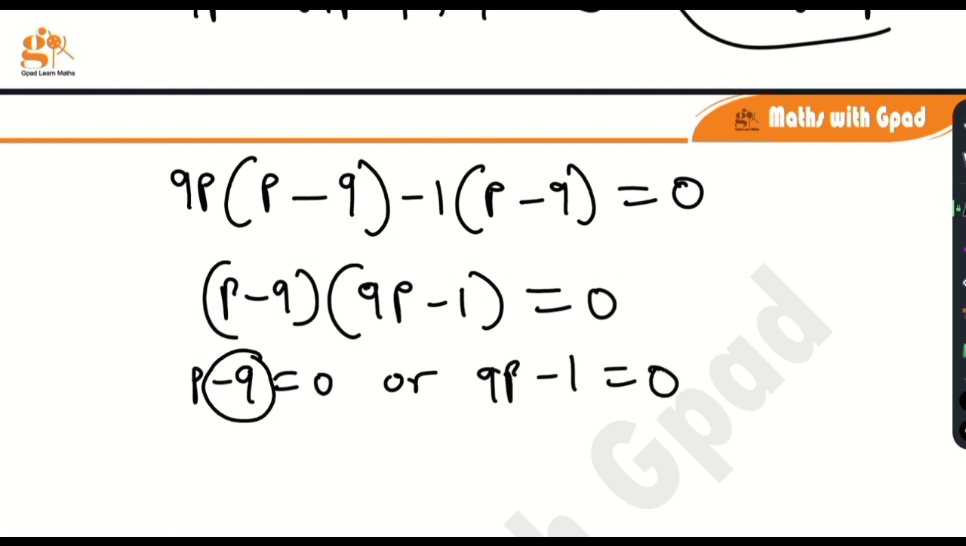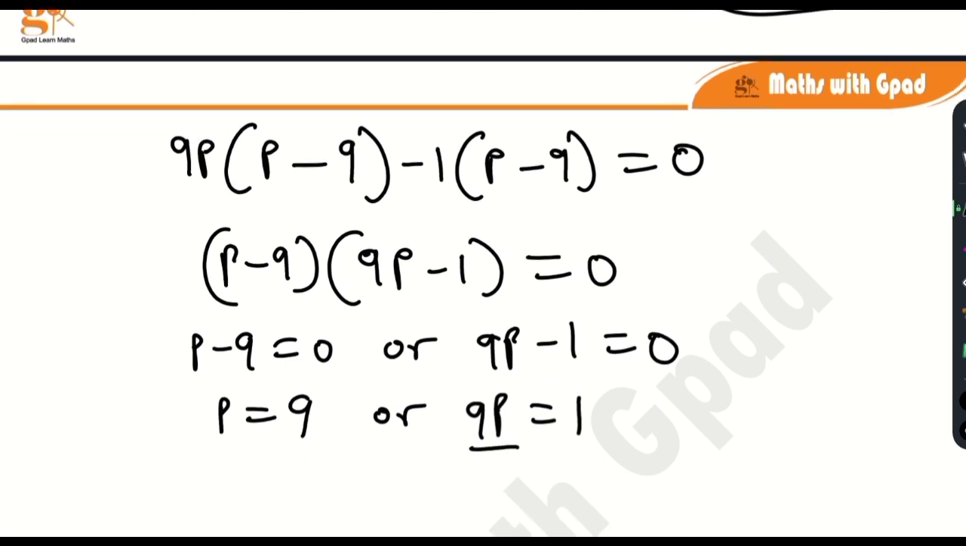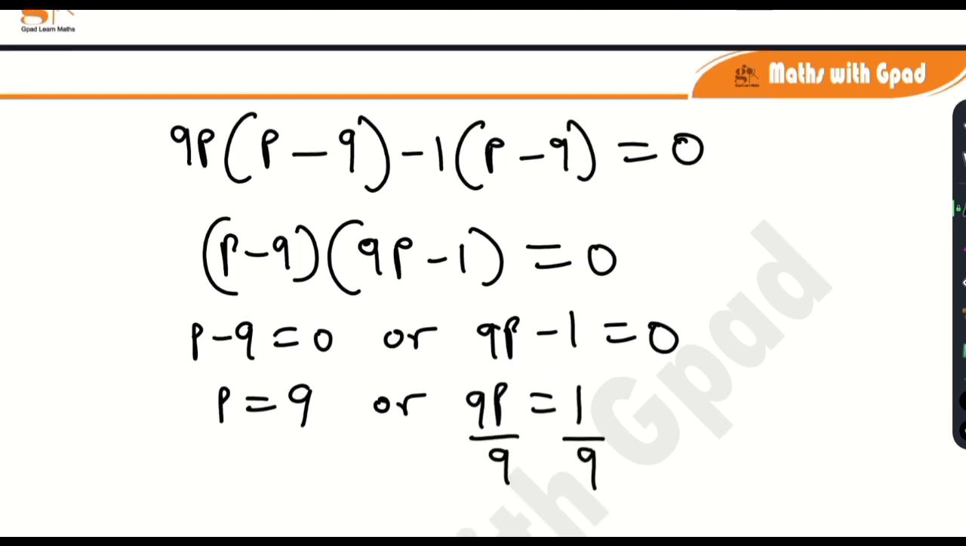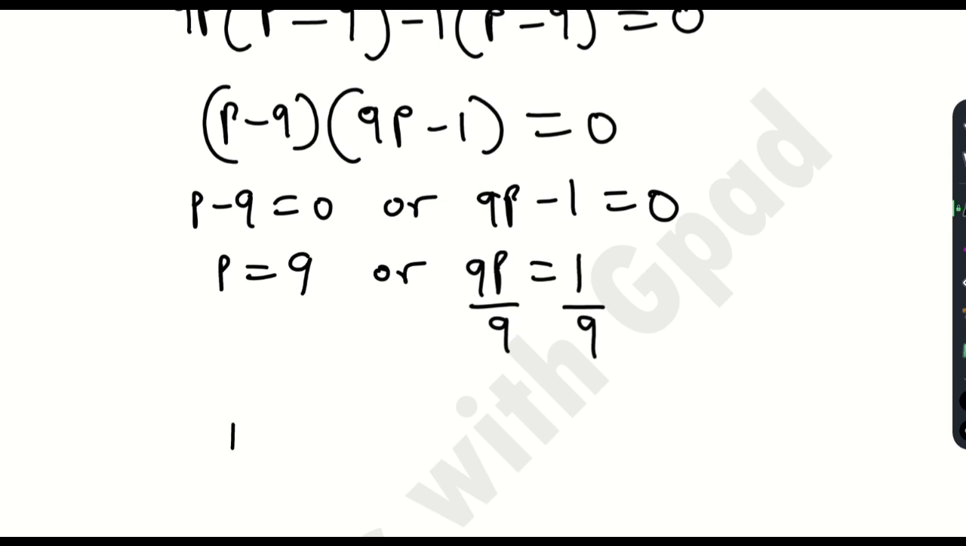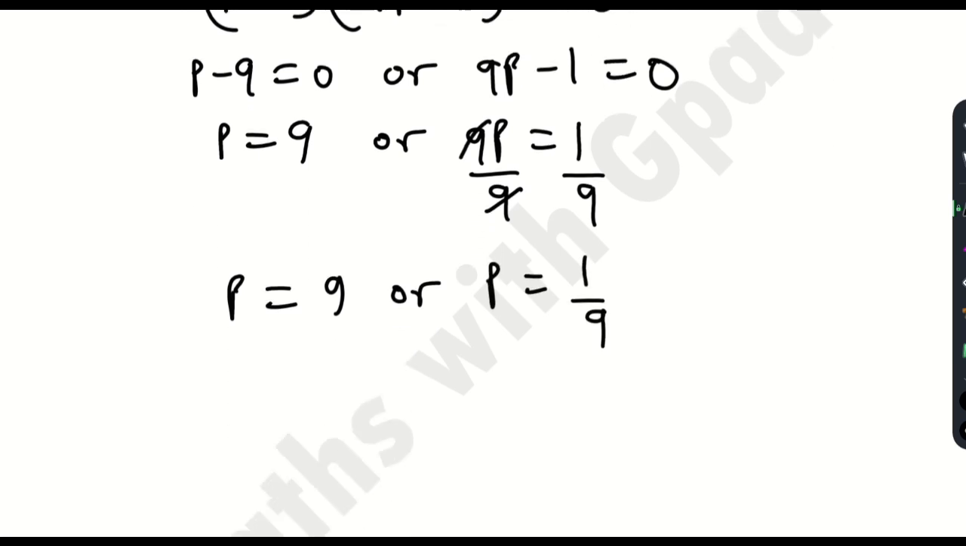So let's transpose negative 9 to the right hand side. You have p equals 9. Or transpose negative 1 to the right hand side, and you are going to have 9p is equal to 1. But we still need to divide both sides by 9 here. And then you have p is equal to 9 from here, or this cancels this. P is equal to what? 1 over 9.